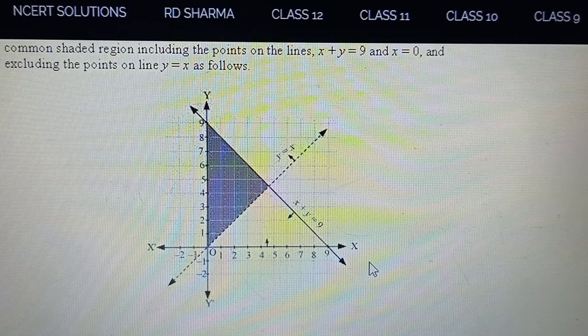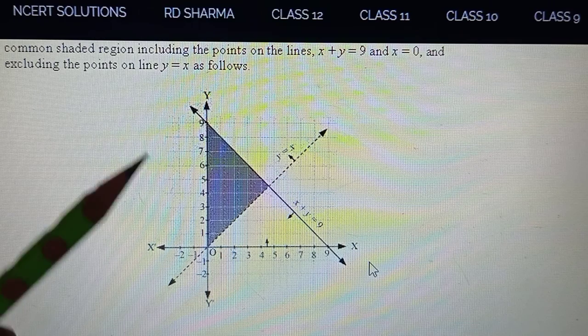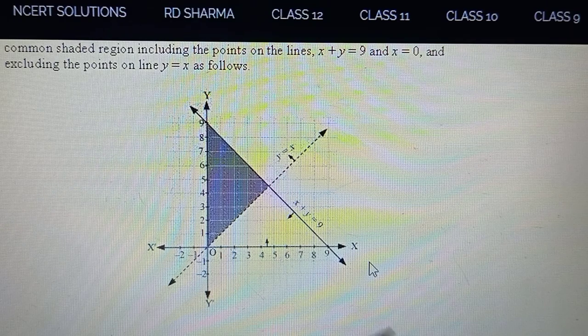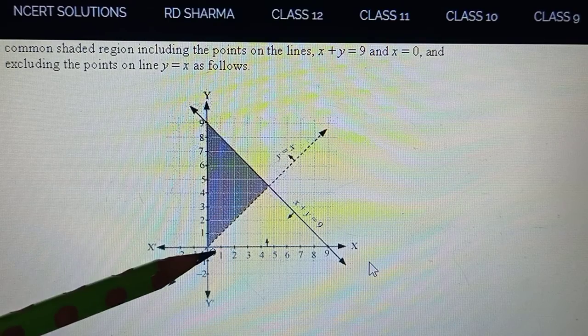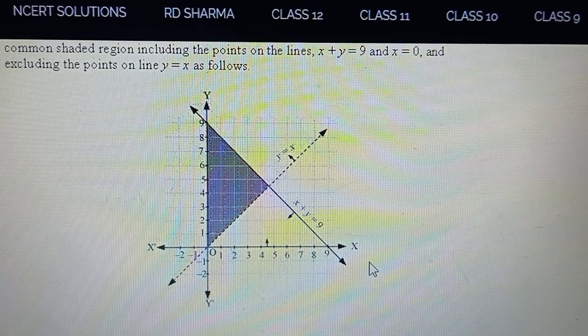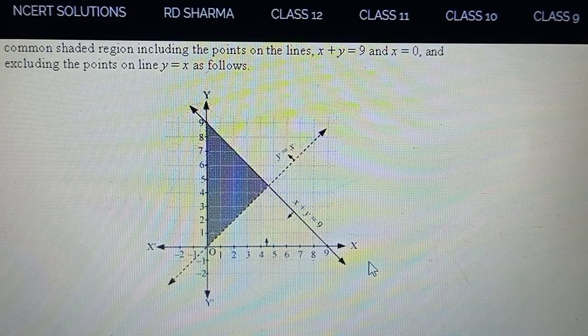Okay, so now, the earlier question, the sixth one we saw, it was an unbounded set. It was going up to infinity. Parallel lines had come and it was an unbounded solution. Infinite points will come, but for this one it is a bounded solution. See, it is limited to only this. This is not going up to infinity.